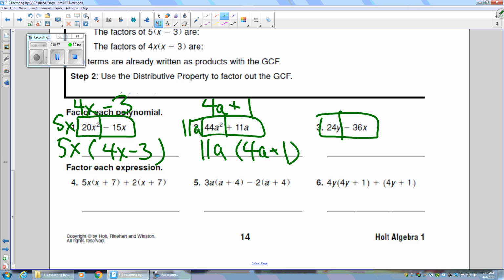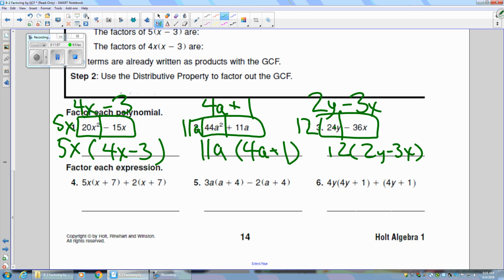And then on number 3, we can divide both of those by 12, I think. And can I pull out any letters? No, they don't have anything in common there. So 12, parentheses, what are you going to have to multiply 12 by to make 24? 2, and a y. And then 12 to make negative 36x was going to be negative 3x. So 12 times (2y minus 3x).